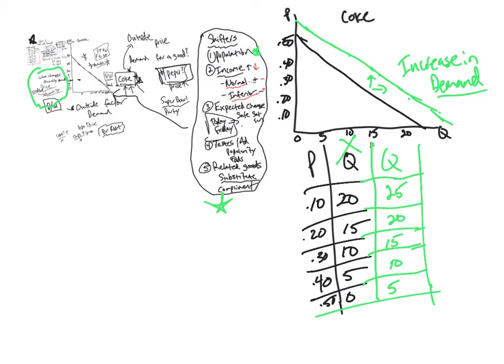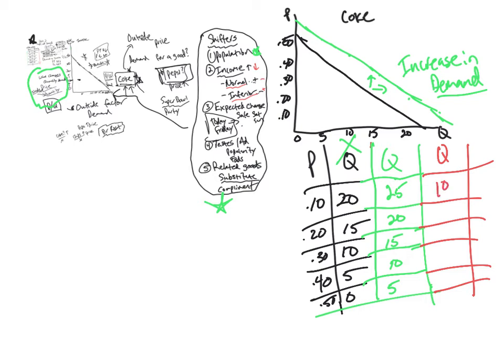What causes an increase in demand? Some outside factor, like an increase in population. Well, what happens if we had a decrease in population? A decrease in population would cause all of our quantities to go down. Let's compare it to our original. So if we halved our population, right?